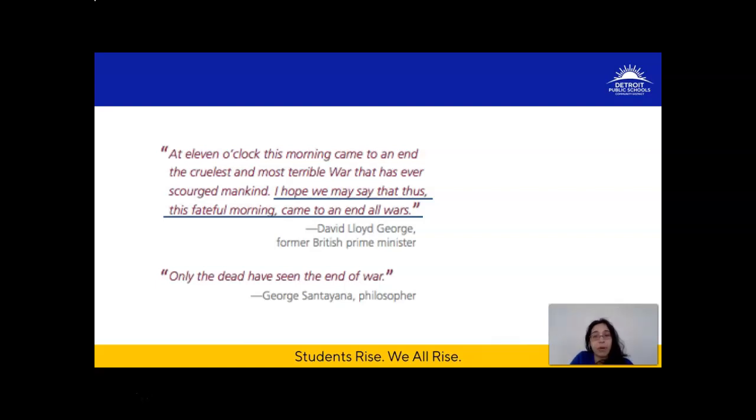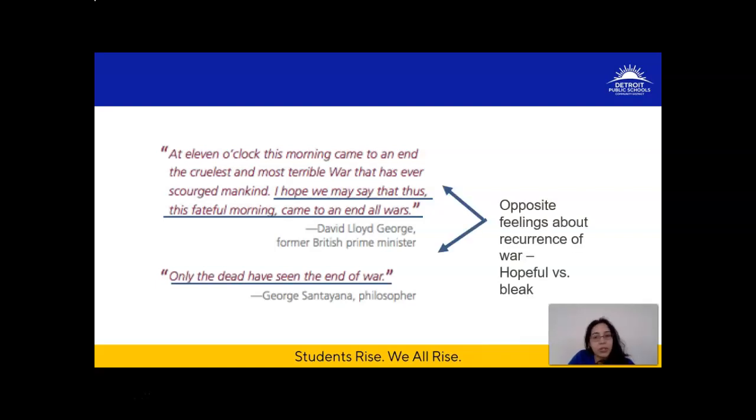Then he shifts to optimism, and he says that he hopes that, since the war was so cruel and so terrible, it is the end of all wars, that it is the last war that mankind will ever see. After that, I read the quote below it, George Santayana's quote, and I see the exact opposite sentiment. Instead of being hopeful, he's actually saying that only the dead have seen the end of war, meaning that war is something that man will see over and over again until they die.